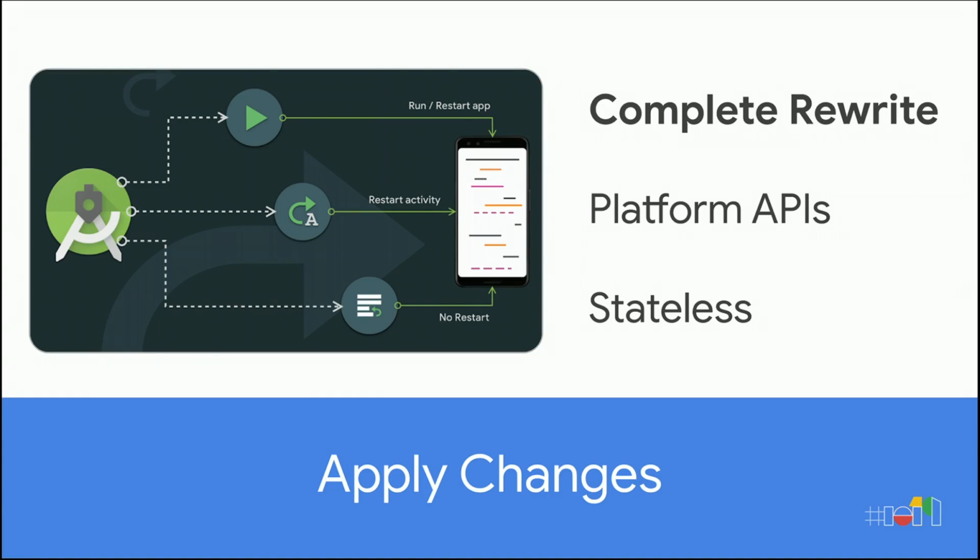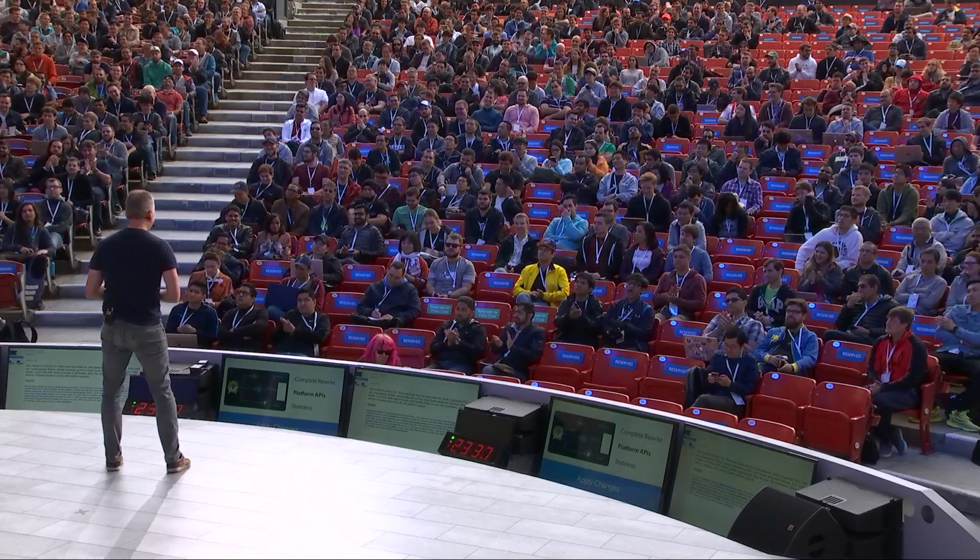So we have a new version of Instant Run. It's called Apply Changes. And from the outside, it looks like the same feature. It's fast incremental run. You can hot swap your code and resources into a running app. But this is a complete rewrite from the ground up. We deleted 50,000 lines of code from Instant Run. And I guess boo Instant Run, yeah?